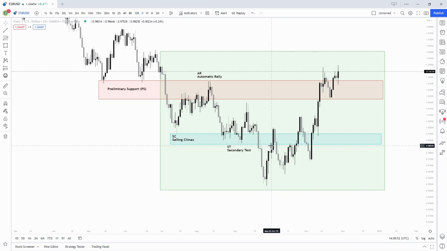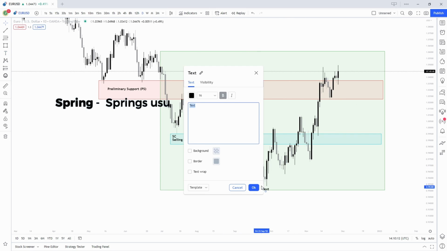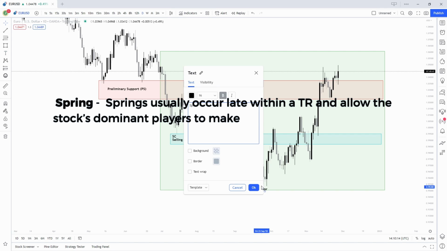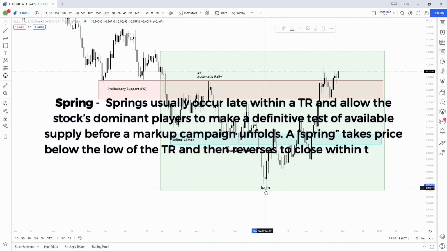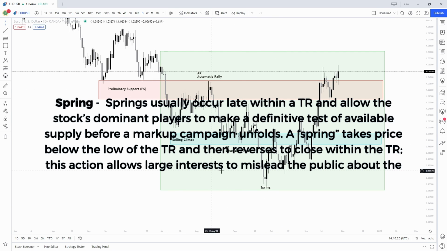Okay, so the next notable event we have within this is usually created after the secondary test, where we see quite clearly after the creation and the reaction, we've had a very clear push through that lower boundary, which is why it's quite relevant for us to identify that, because this is the creation of something called the spring. Now, this doesn't actually have an abbreviation. This is quite simply known as the spring. And the purpose of this is to manipulate the trading range.